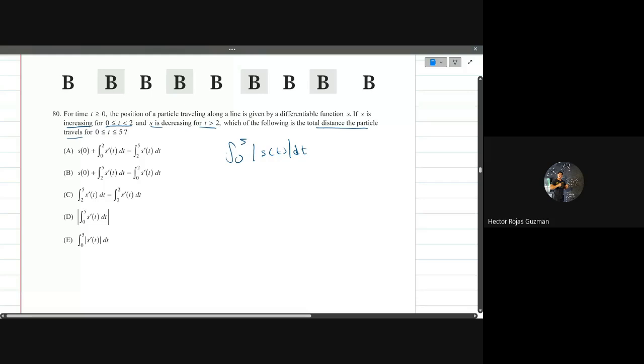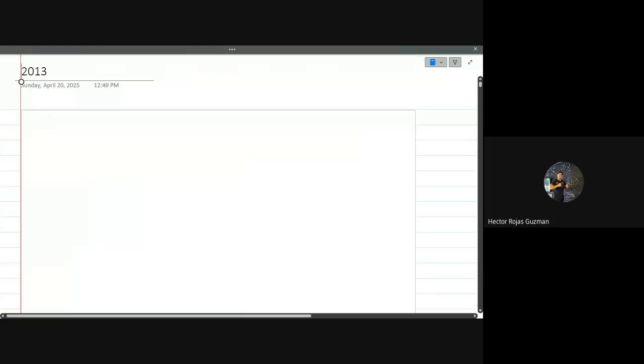Well, because all the options use a derivative, I'm going to go with the formula that we established. I'm going to say that it's E. Whoa, what just happened? There we go. Okay.